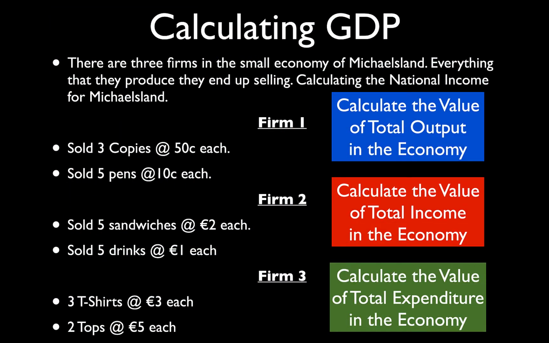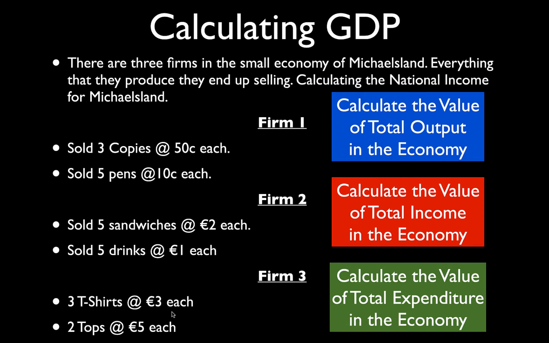Let's calculate the value of total output in the economy. This firm made 3 copies at 50 cents each. Obviously, I'm old. I'm sure all you guys are on computers and don't even use pen and paper anymore. And then 5 pens at 10 cents each. So that's 3 by 0.5 and 5 by 0.1, which I believe is €2 there. Then we have 5 sandwiches at €2 each. That's €10 of value produced by firm 2, and 5 drinks at €1 each, so that's another €5 of output. So I believe that's €15 there.